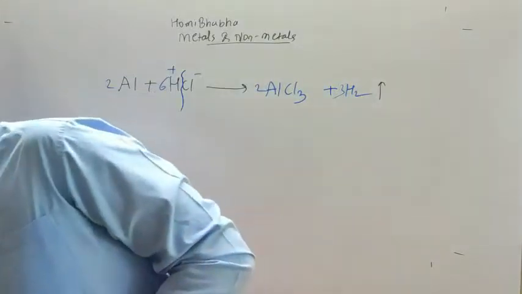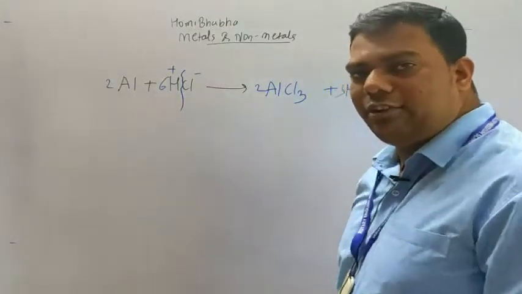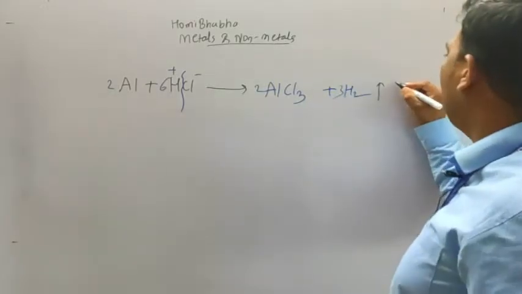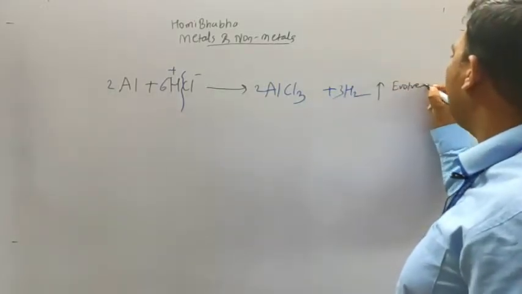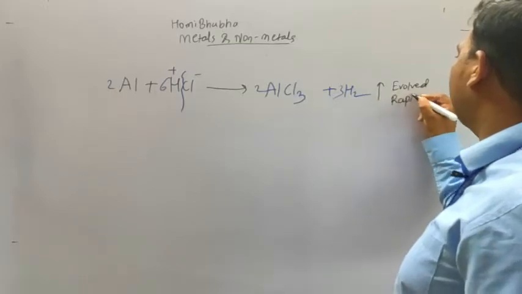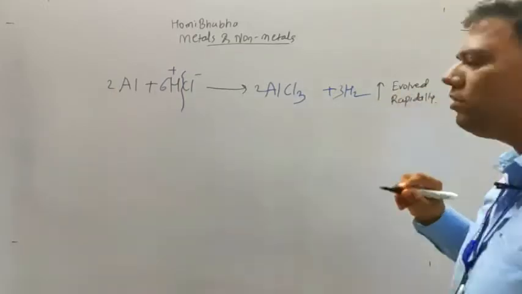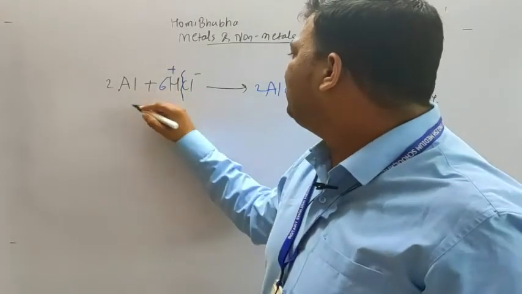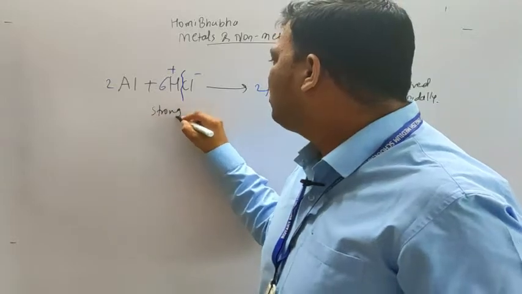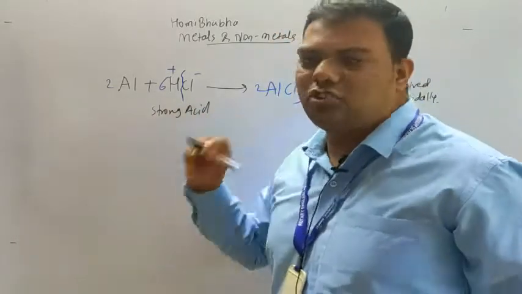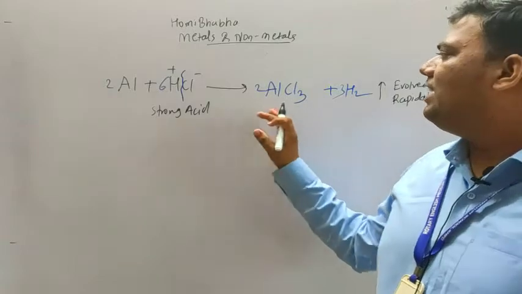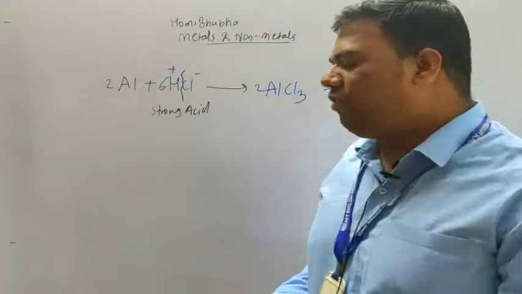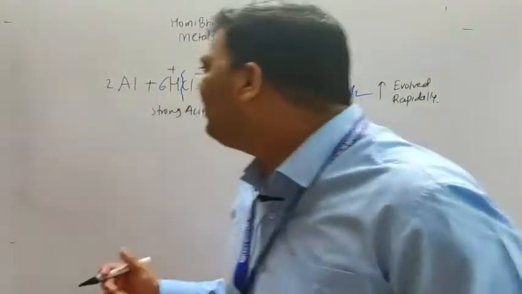Understood? So here, the hydrogen gas is evolved rapidly. Hydrogen gas evolved here rapidly. But why like this? Because these are strong acids, and a strong acid will readily evolve hydrogen. Okay, understood. Now we will see our next reaction.